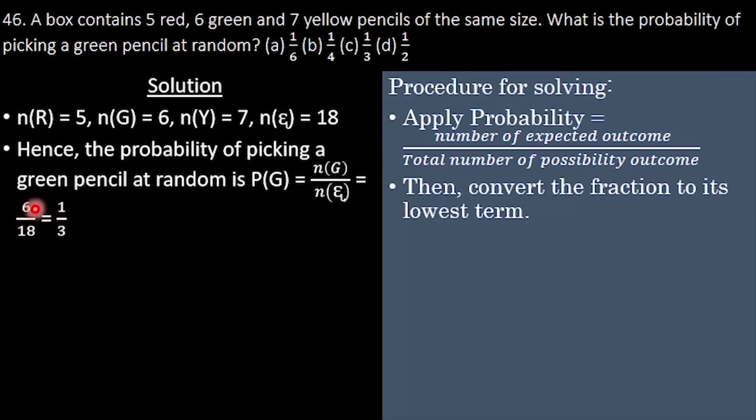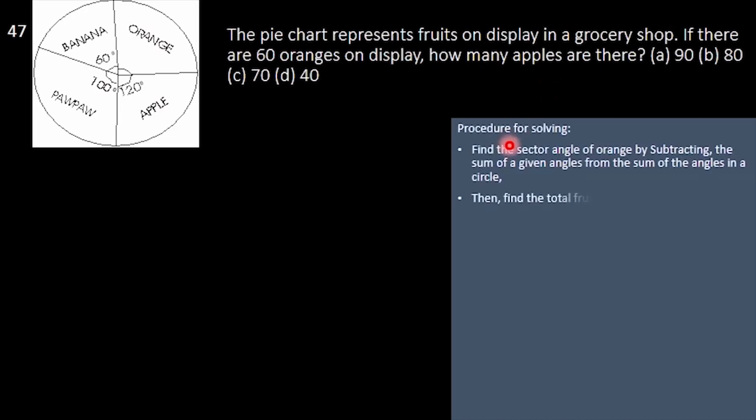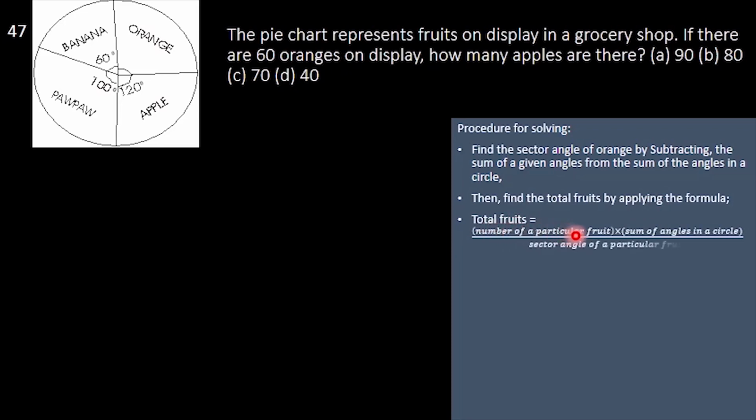Question 47. The pie chart represents fruit on display in a grocery shop. If there are 60 oranges on display, how many apples are there? Procedure for solving: find the sector angle of orange by subtracting the sum of a given angles from the sum of the angles in a circle. Then find the total fruit by applying the formula: total fruit is equals to number of a particular fruit times sum of angles in a circle divided by sector angle of a particular fruit.